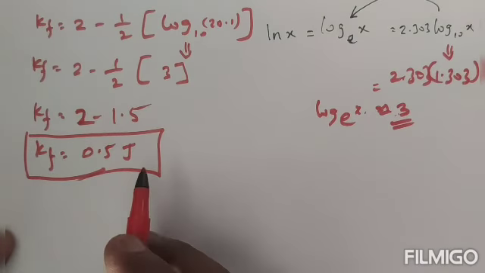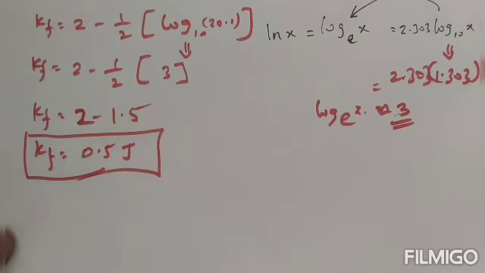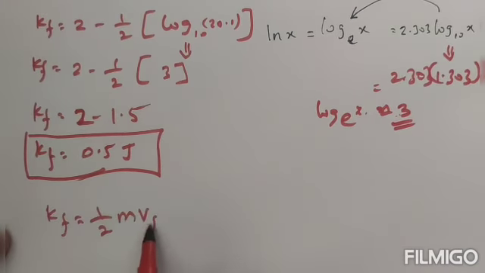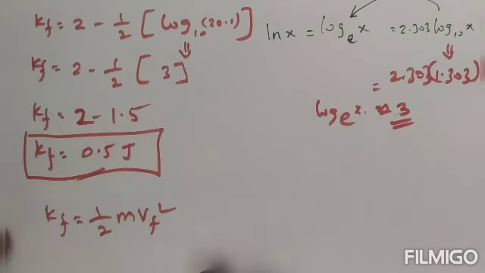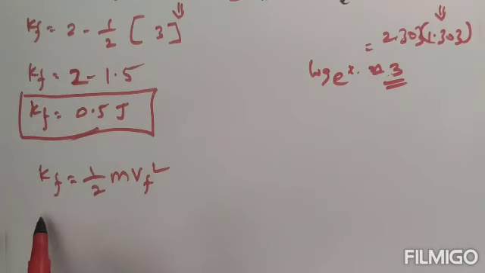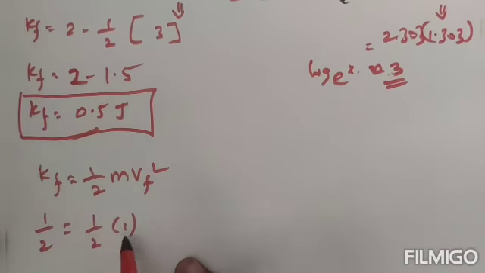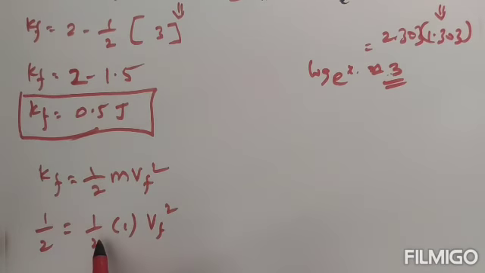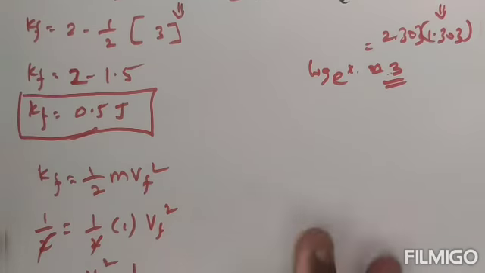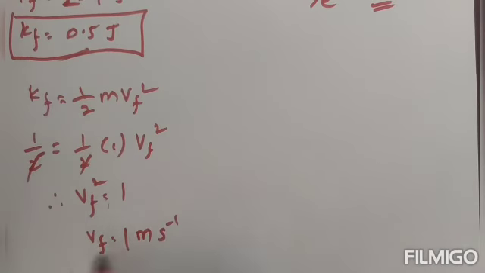Then the same question asks, what is the final velocity? So we know that Kf is equal to half m vf squared, final velocity. So this final velocity we are going to calculate. That is also very simple. So Kf, that is 0.5, 0.5 means 1 by 2. Again here 1 by 2, mass value 1, then vf squared. The 2 will be cancelled, so the remaining 1 only is there. Therefore vf squared is equal to 1. Therefore vf is root 1, that is equal to 1 meter per second.